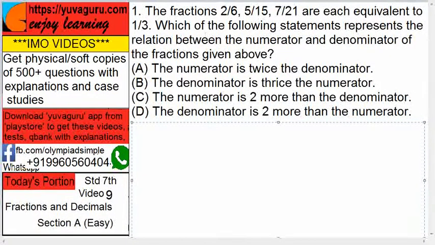Let's start. The fractions 2 by 6, 5 upon 15, 7 upon 21 are each equivalent to 1 upon 3. Yes, we can see this. 2 ones are 2, 2 threes are 6; 5 ones are 5, 5 threes are 15; 7 ones are 7, 7 threes are 21.